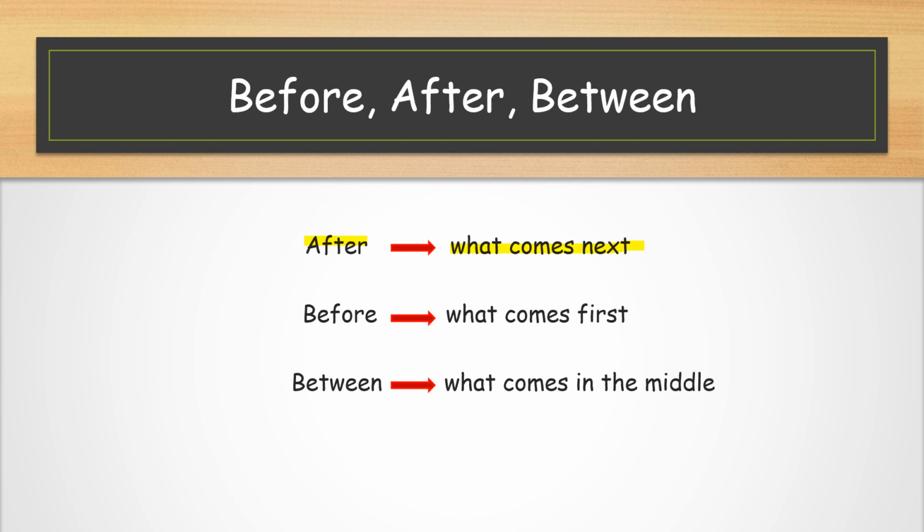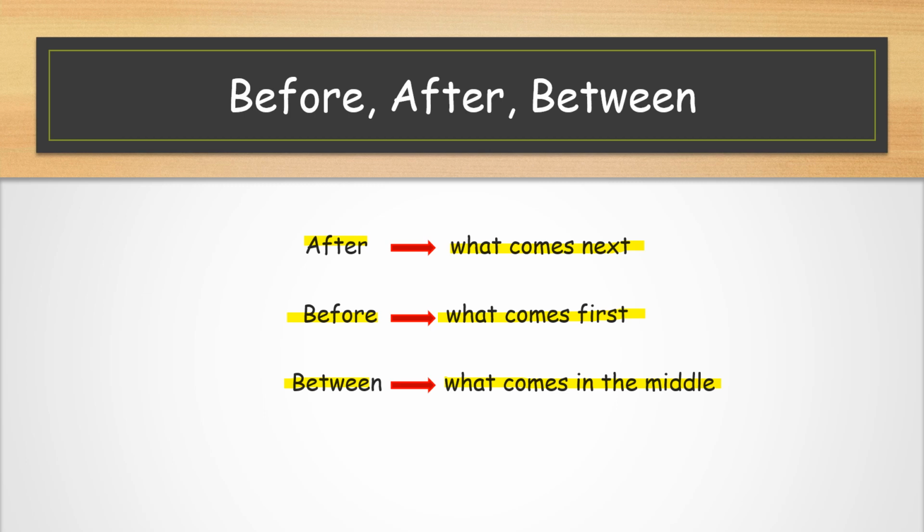And before. What is meant by before? Before means what comes first. When we have to write the before number, we start counting backward. We do backward counting, then we write before numbers. And what does between mean? Between means what comes in the middle, what comes in the middle of the before and after number.